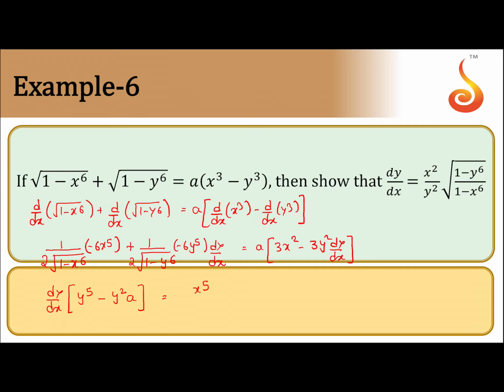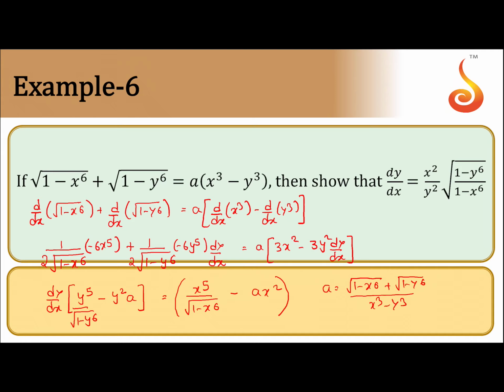Of course, I forgot to write it: y to the power 5 by under root of 1 minus y to the power 6. Okay, here x to the power 5 by under root of 1 minus x to the power 6 minus ax square. Here the most important point is we have to substitute the value of a as under root of 1 minus x to the power 6 plus under root of 1 minus y to the power 6 by x cube minus y cube. This is the value we have to substitute.